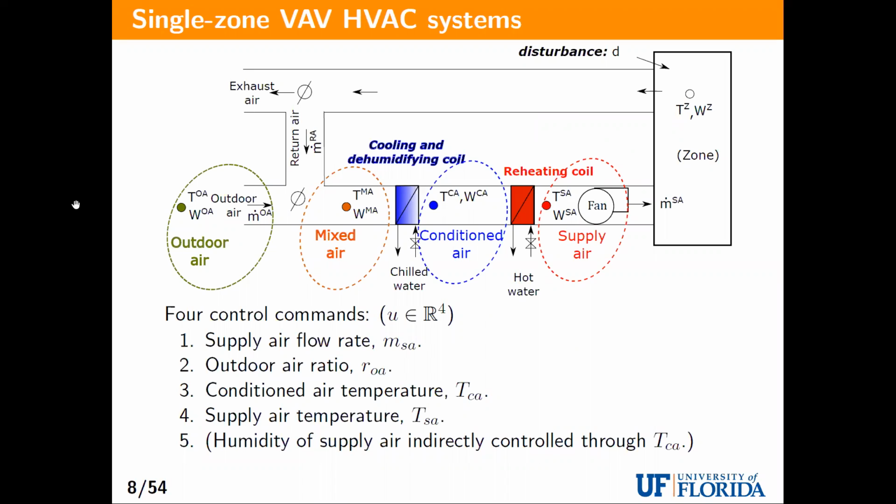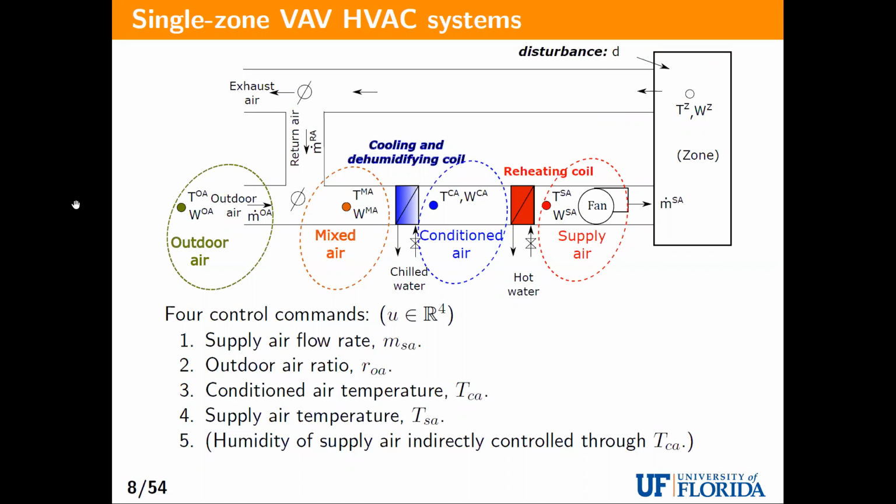So I'm going to specialize to just a simple building for this talk, although we can apply these techniques to more complicated things. So there's a single zone, and there's a cooling and dehumidification coil. So there are 4 things that you have to choose. These are the control commands.